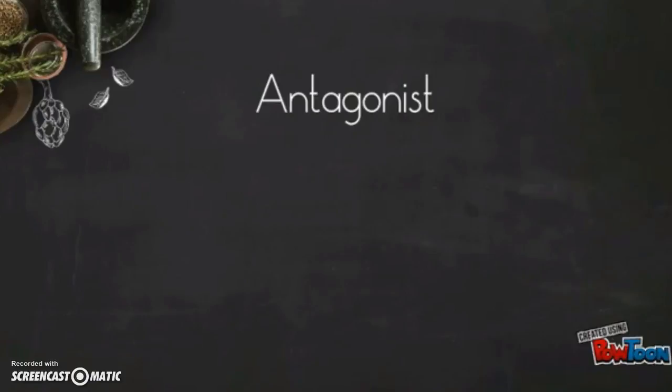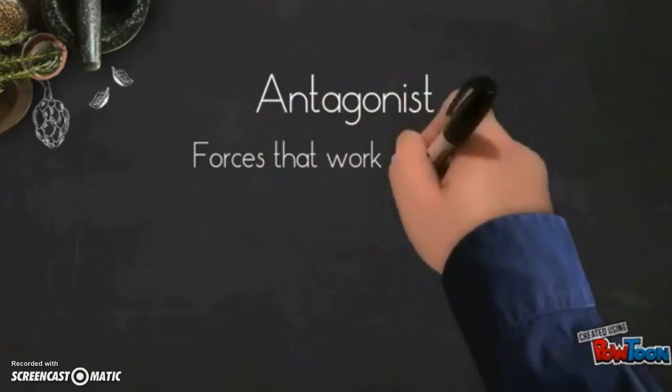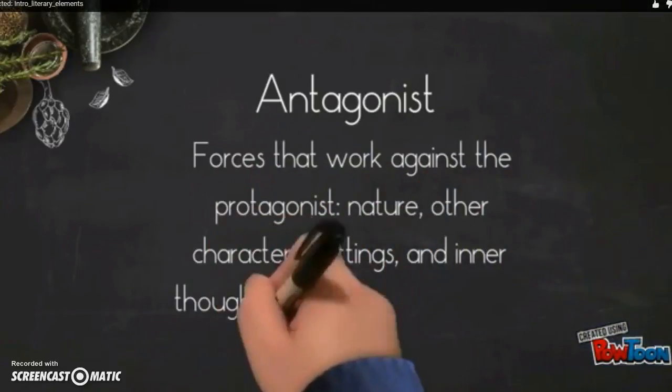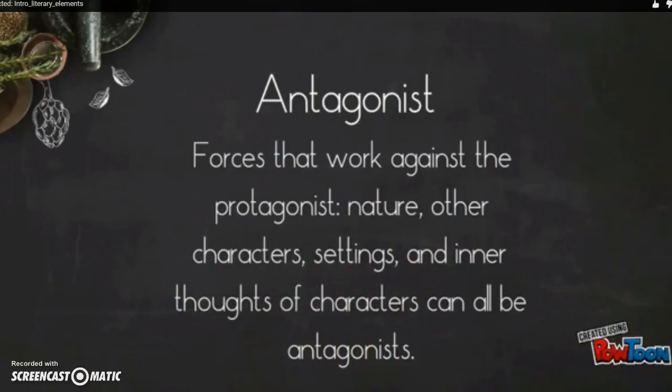All right, the next literary element is the antagonist. Now, these are the forces that work against the protagonist, such as nature and other characters, setting, inner thoughts of characters. Those can all be antagonists. Notice here that we're going beyond just the idea of an antagonist and a protagonist in conflict with one another. Antagonistic forces can be things like other characters, that's true, but also the settings and inner thoughts of characters. Those can all be antagonistic forces.